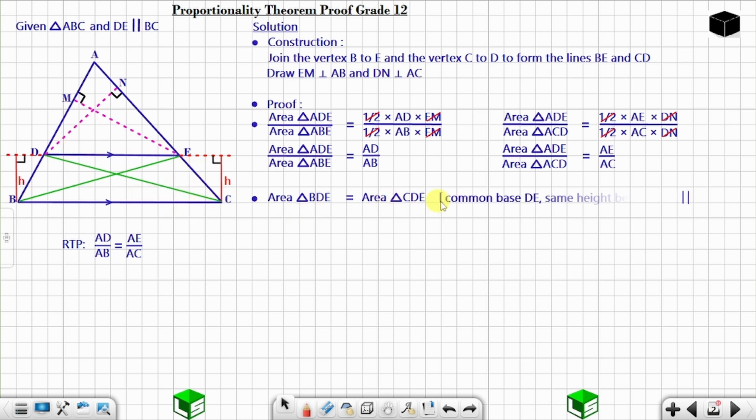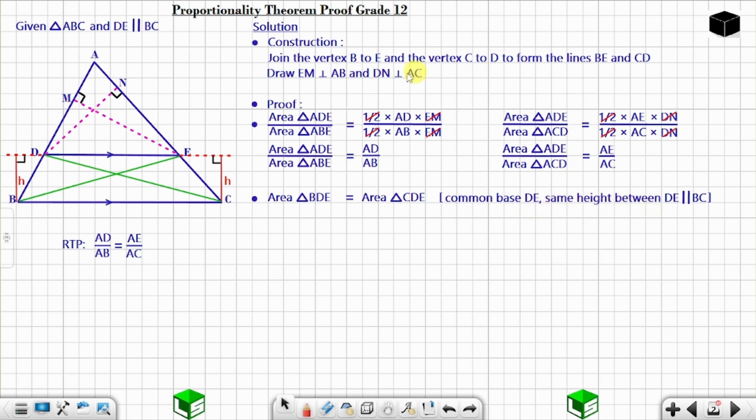So the reason you are going to say is common base DE, and you have the same height between DE parallel to BC. DE is parallel to BC. So you understand, when two triangles have the same base and the same height, the area of one triangle is equal to the area of the other triangle, because of same base and same height.